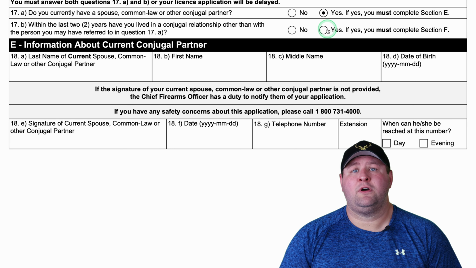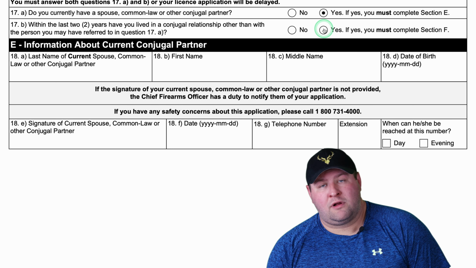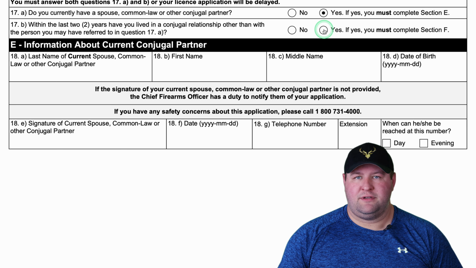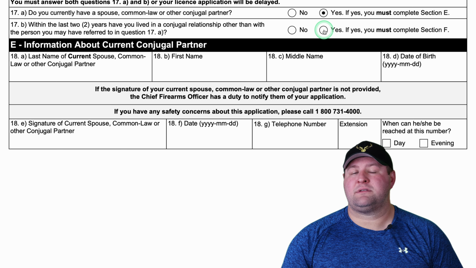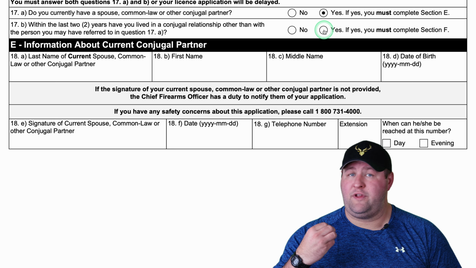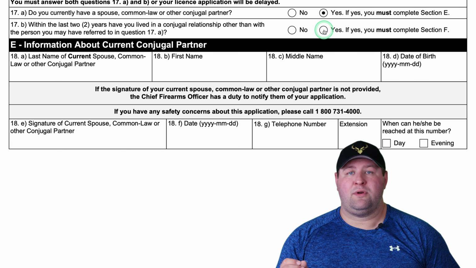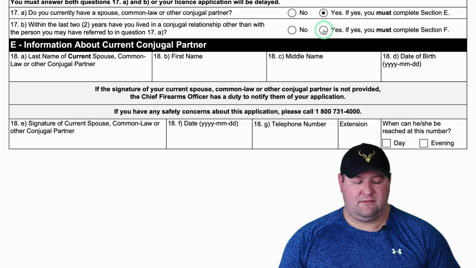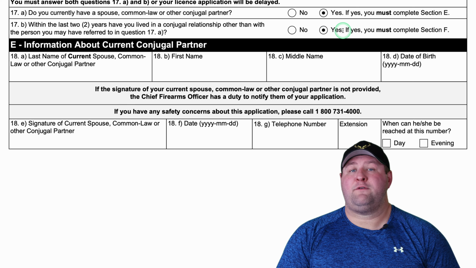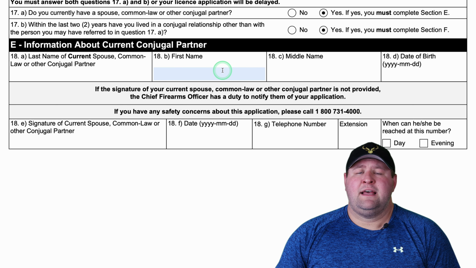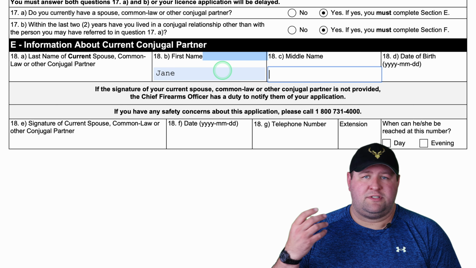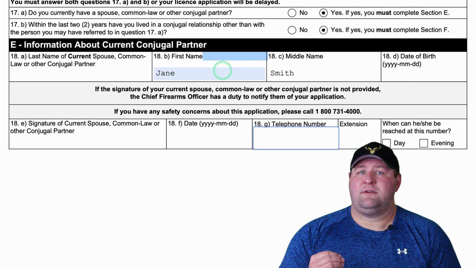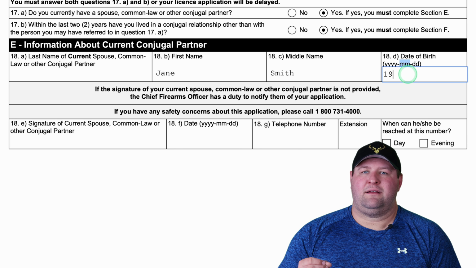Next, 17B. So if you have a former conjugal partner, within 2 years. So if it's been less than 2 years since they moved out or you've broken up, you would have to check off yes. So information about current conjugal partner. You actually need to get your spouse, your common law, to fill this out and sign it. Okay.